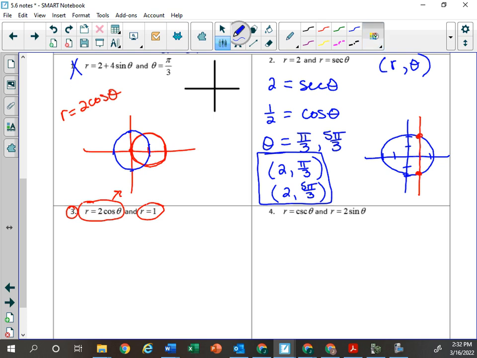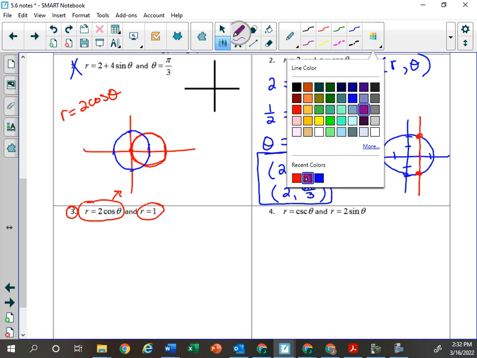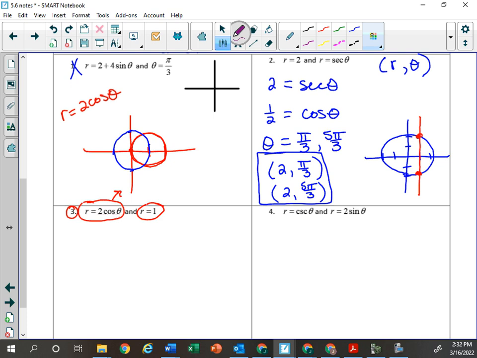Okay, so let me trace it in purple. How many times does my purple circle intersect the blue circle? 1, 2, 3, 4. Like here, I'll do it. Okay, ready? Can you see?